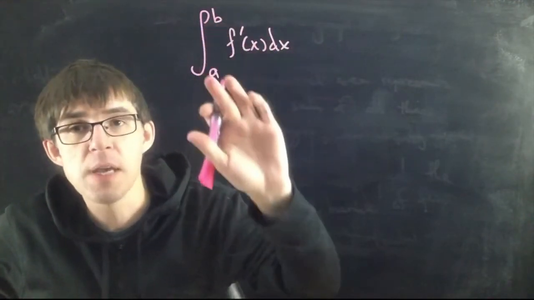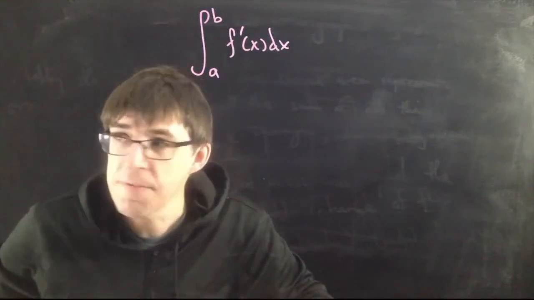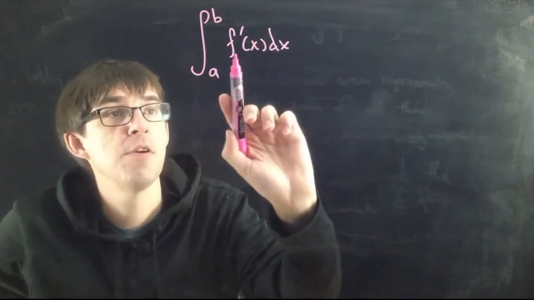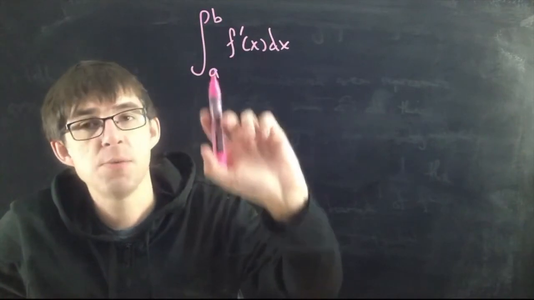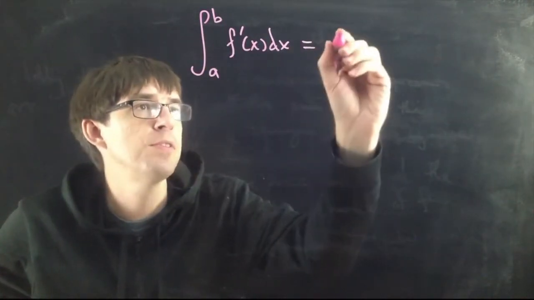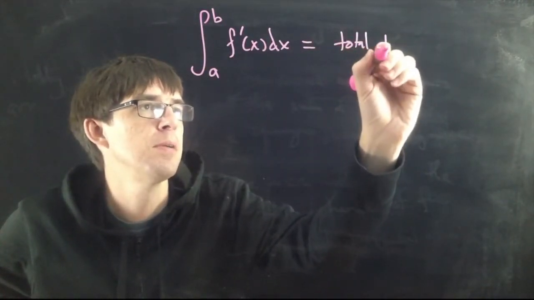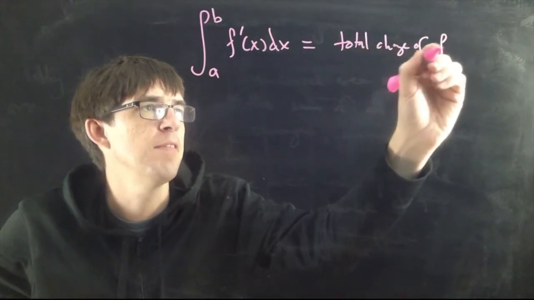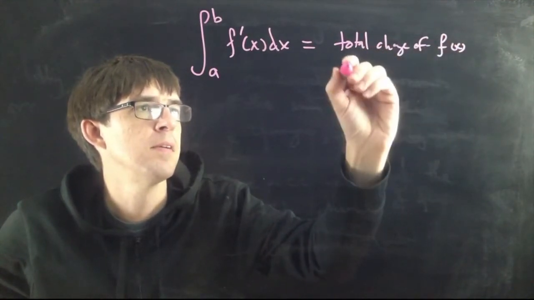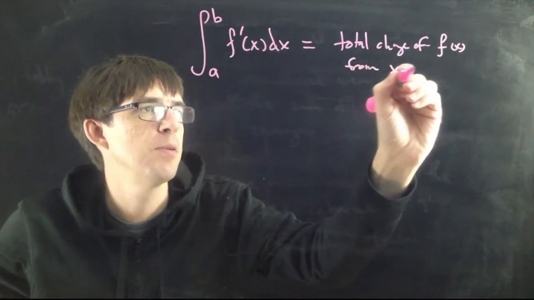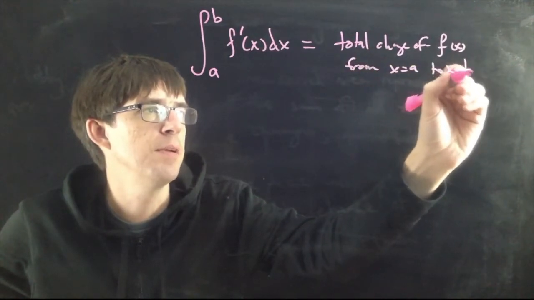Remember this integral sign with the letters? That's the definite integral, and this means the area under the curve of f prime of x from x equal a to x equal b equals the total change of f of x from x equal a to x equal b.